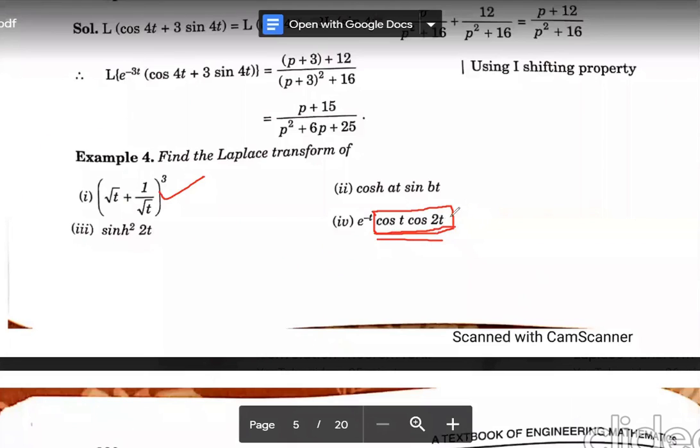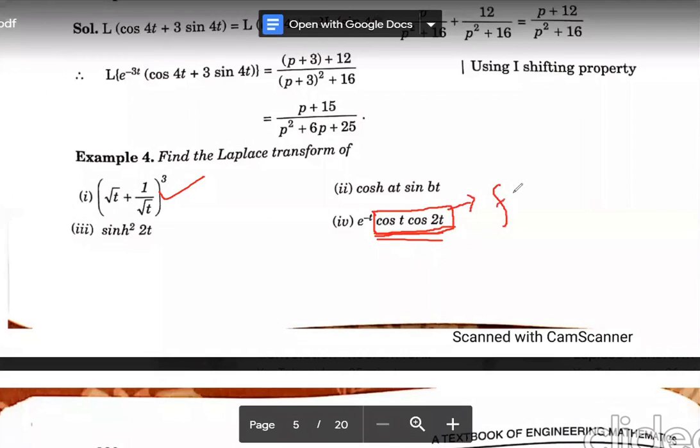So first you need to transform it using the trigonometric formula to single trigonometric terms, and then you use the Laplace transform. So first you consider this one as f of t, and then use the trigonometric formula to separate the trigonometric terms, and then use the Laplace transform, and from that you will get the Laplace transform of this part.